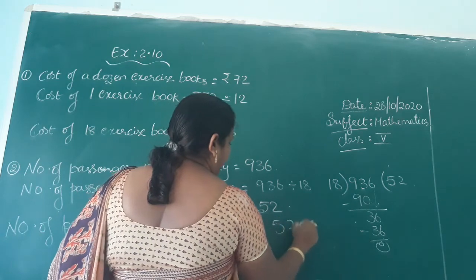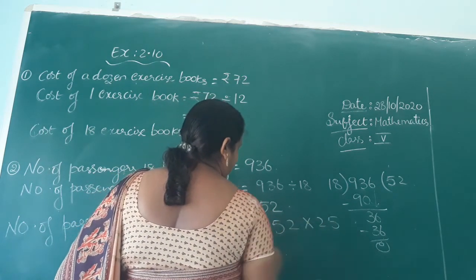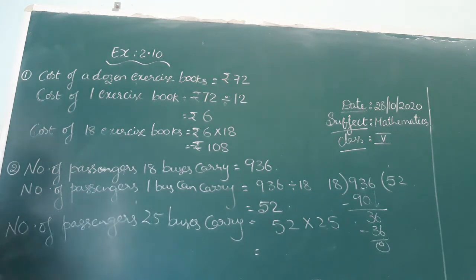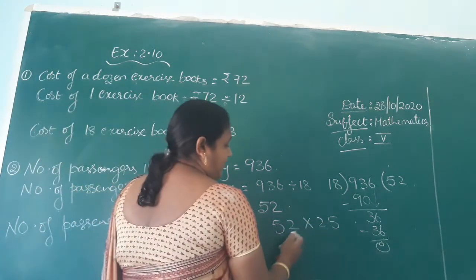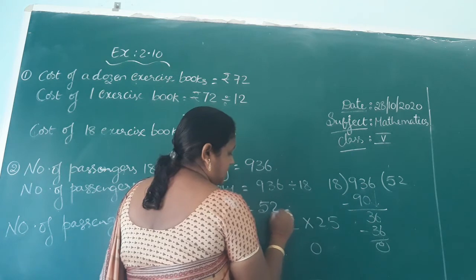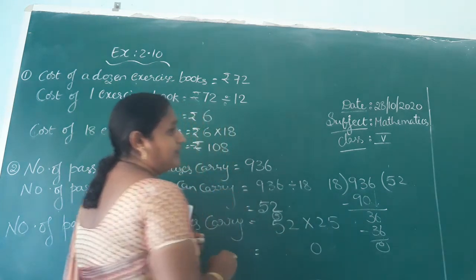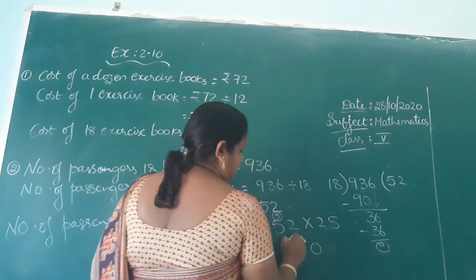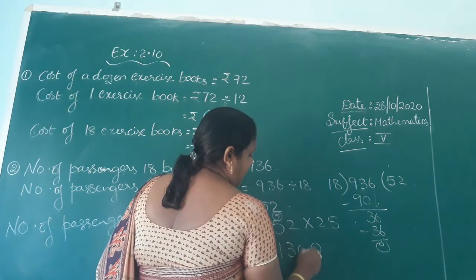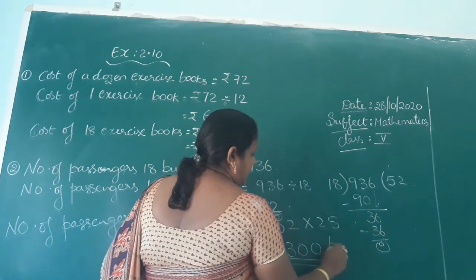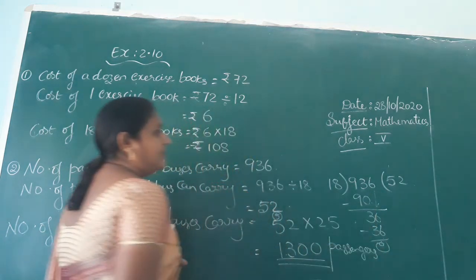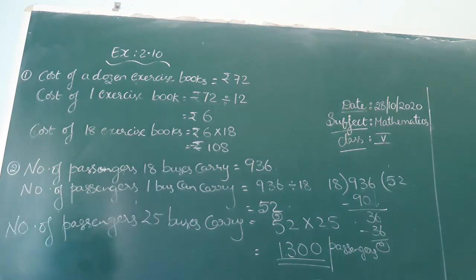So 52 into 25. 25 twos are 50. 25 fives are 125. 125 plus 5 is 130. So 1300 people can travel. 1300 passengers can travel in 25 buses. Okay? See the next one.